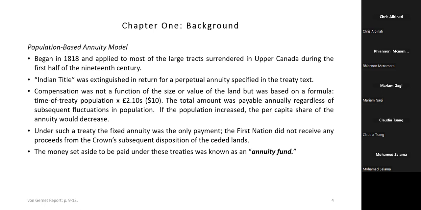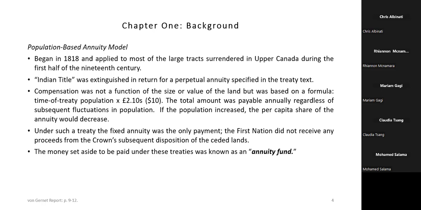So as you note then, if the population increased, you say in bullet 3, the per capita share would decrease. Yes, absolutely, at the end of your third bullet, because the calculation was done at the time of treaty, and that amount, whatever it was, was the total amount of the perpetual annuity as long as the sun shines and the rivers flow.